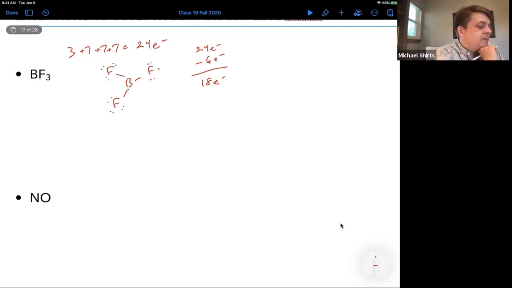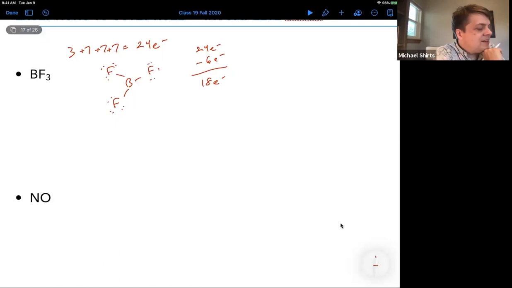So we fill in the 18 electrons, just fill them in the periphery. And we notice that we've used up all the spare electrons, and we're not satisfying the octet for boron. Boron doesn't have a full octet. So the instinct would be, well, let's pull some electrons from fluorine and make a double bond to boron. But it turns out that that doesn't happen.